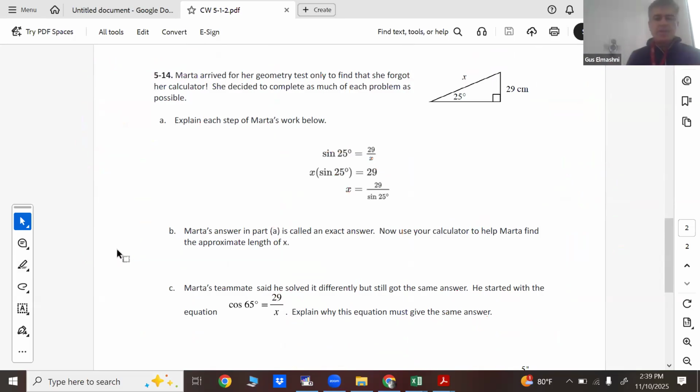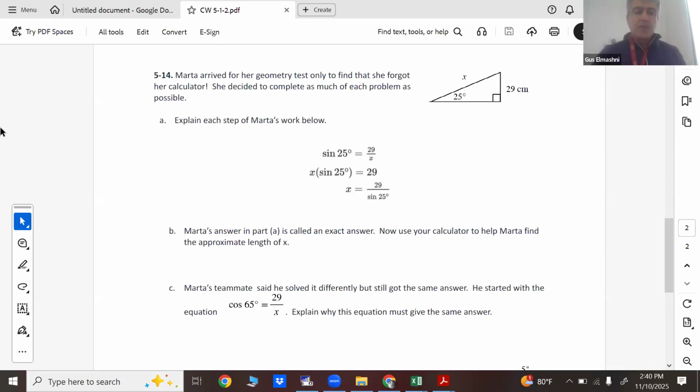Okay, let's read about Marta here. Marta arrived for a geometry test only to find she forgot her calculator. She decided to complete as much of each problem as possible. Explain each of Marta's steps below. Setup is fine, that totally makes sense. Sine 25 is 20 over x. Multiply both sides by x. That's great. So far, everything's good.